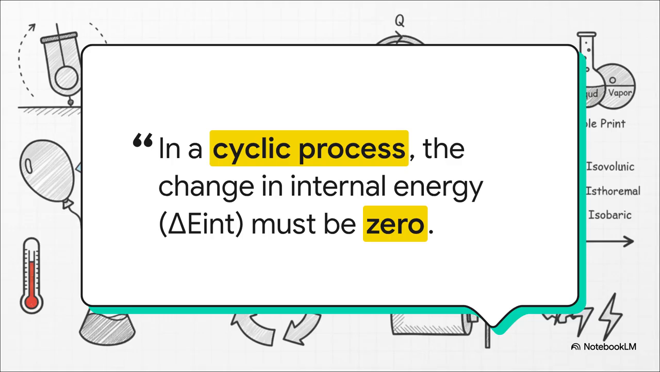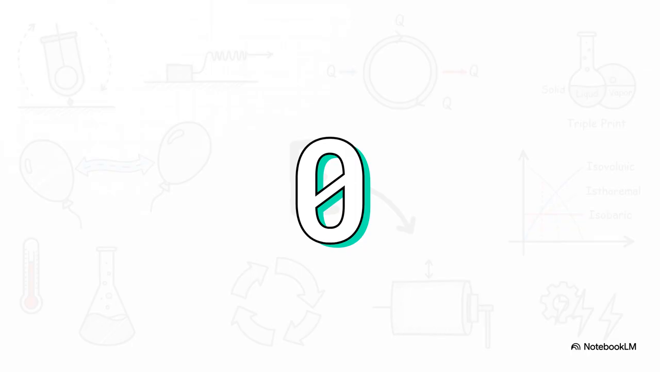Because internal energy is a state function. If you're back in the same state, you have to have the same energy. So what does that actually mean? Well, the first law is just conservation of energy. The change in internal energy equals the heat you add minus the work the system does.